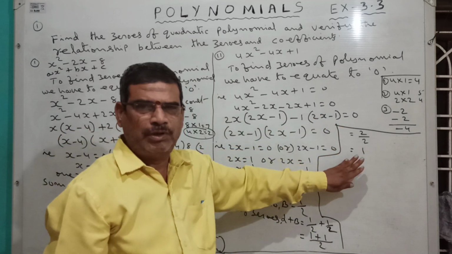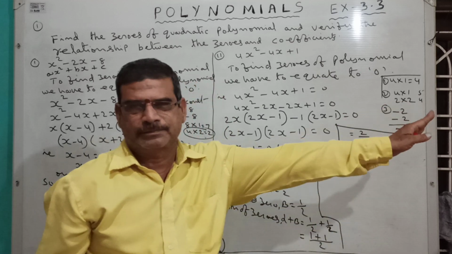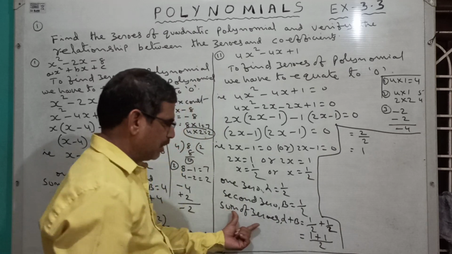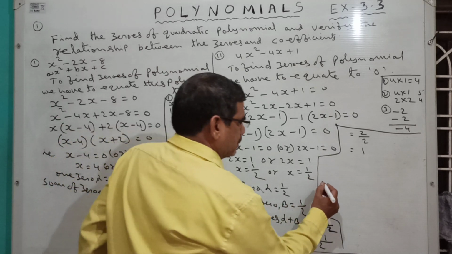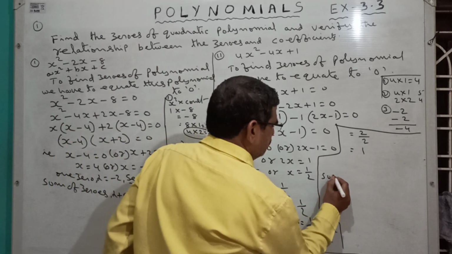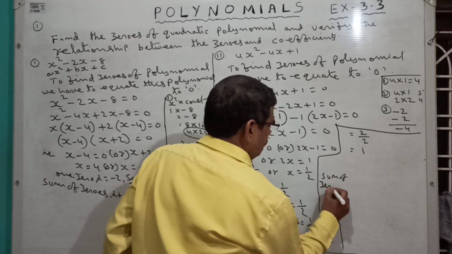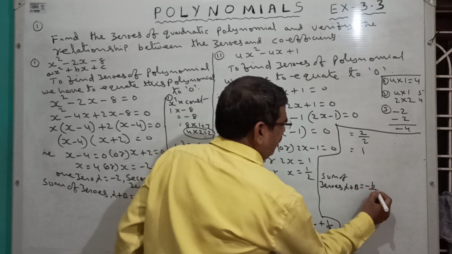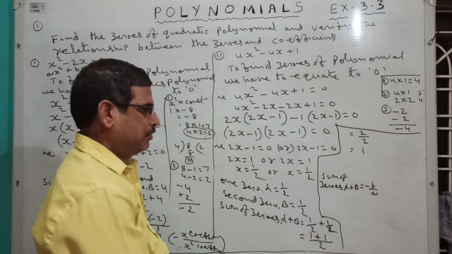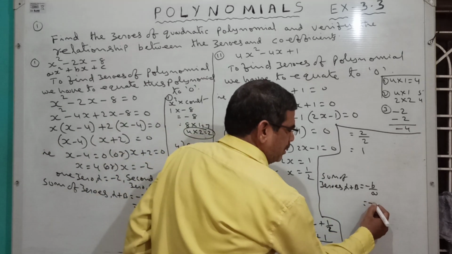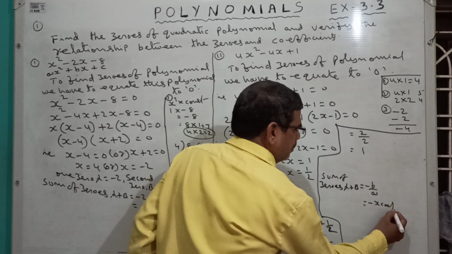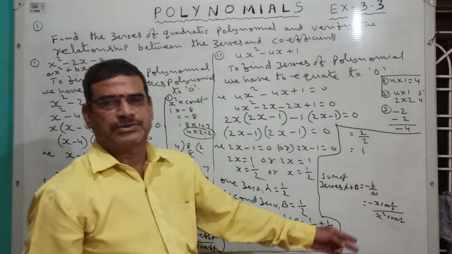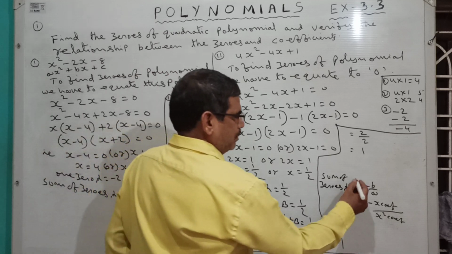So you have to do rough work there from the bottom. What is this value? Sum of zeros, you already know. Sum of zeros, alpha plus beta, is equal to minus b by a. Already you know. So minus b by a means minus x coefficient by x square coefficient.